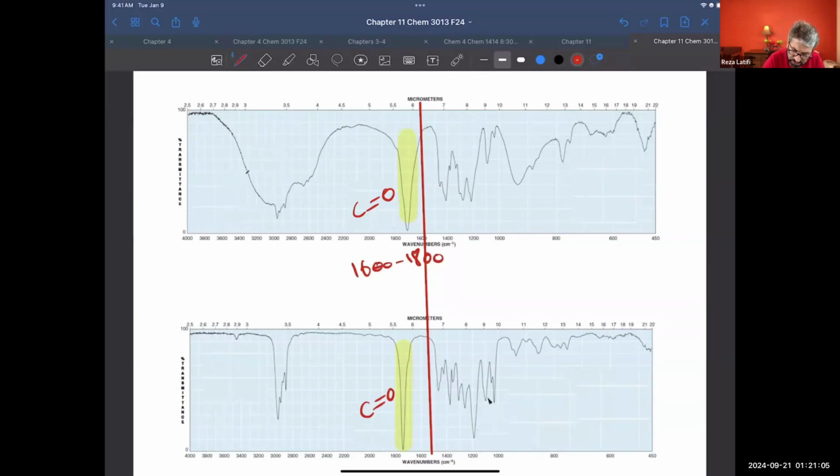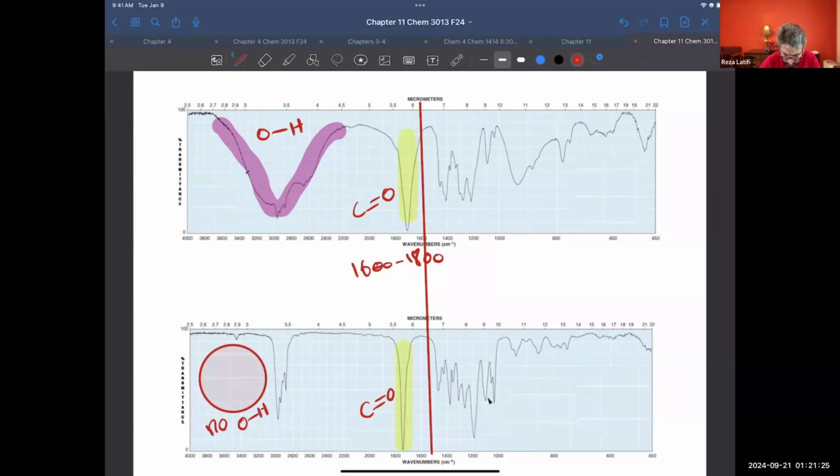Next, I see this broad peak. That broad peak is showing me that I have OH. And how about this area? I have no peak here, so I'm going to say no OH. And how about this peak? That peak is CH, where the carbon has sp3 hybridization.